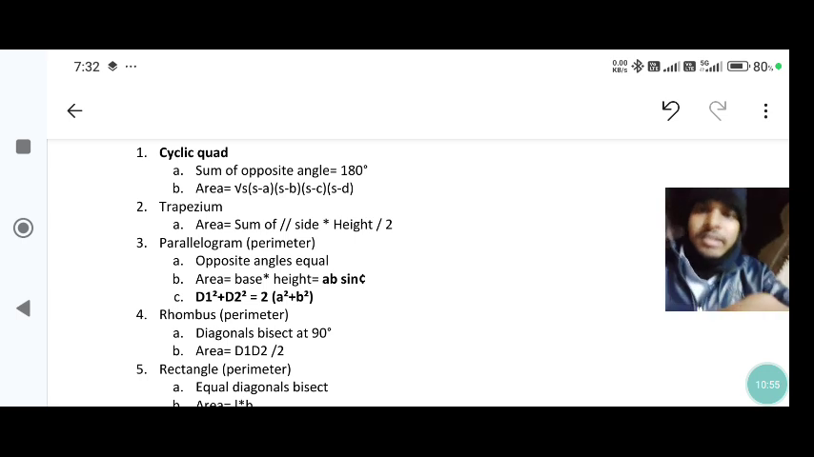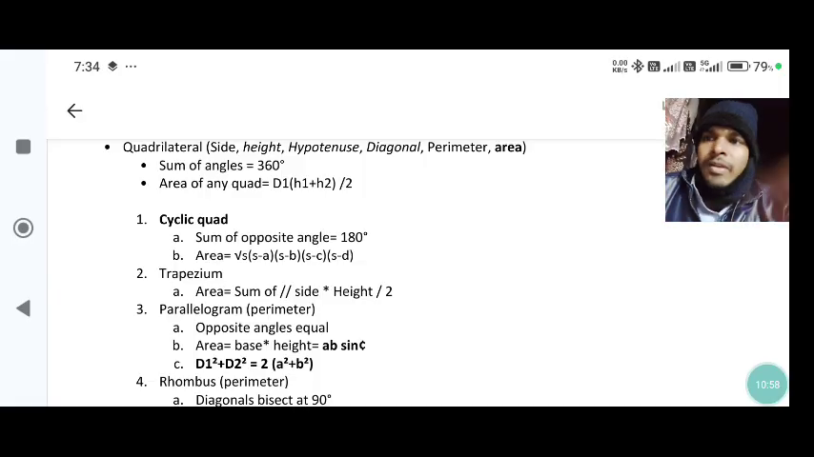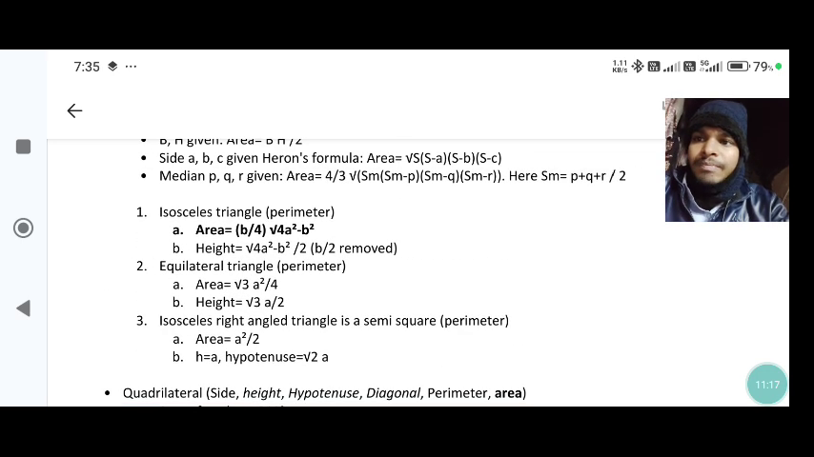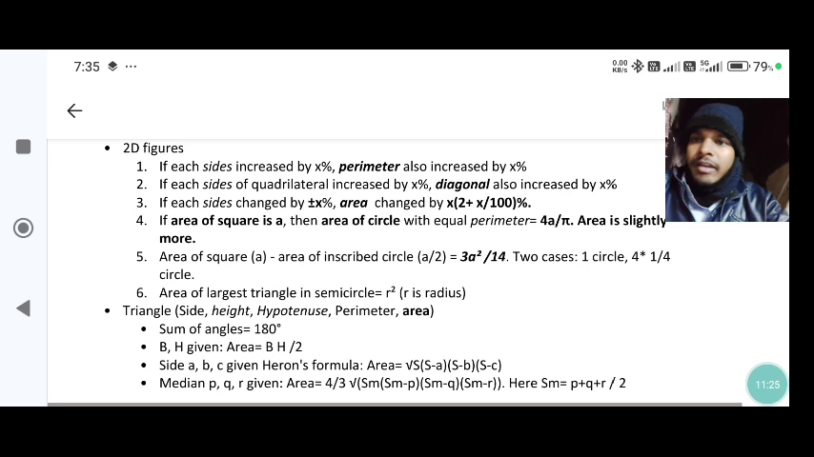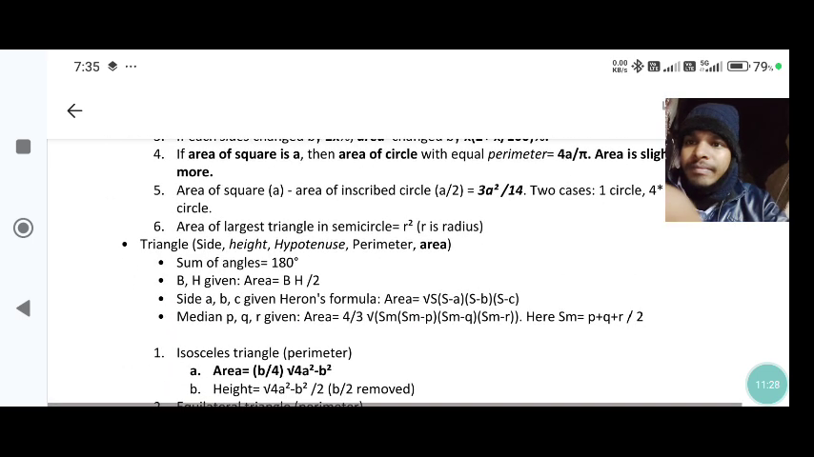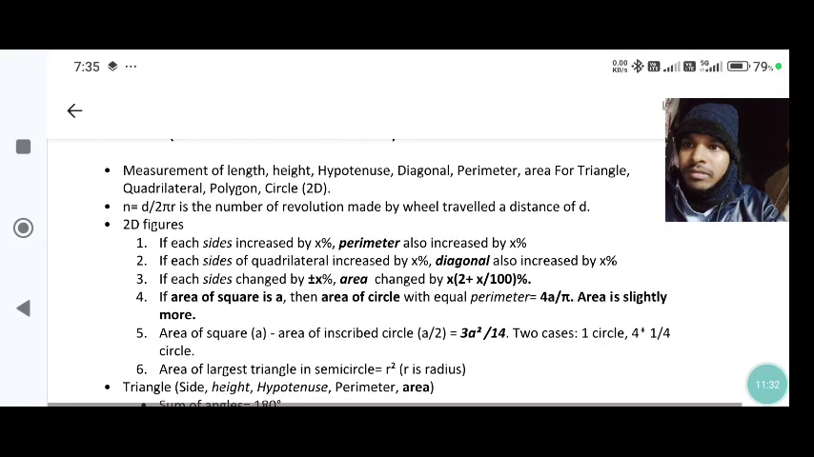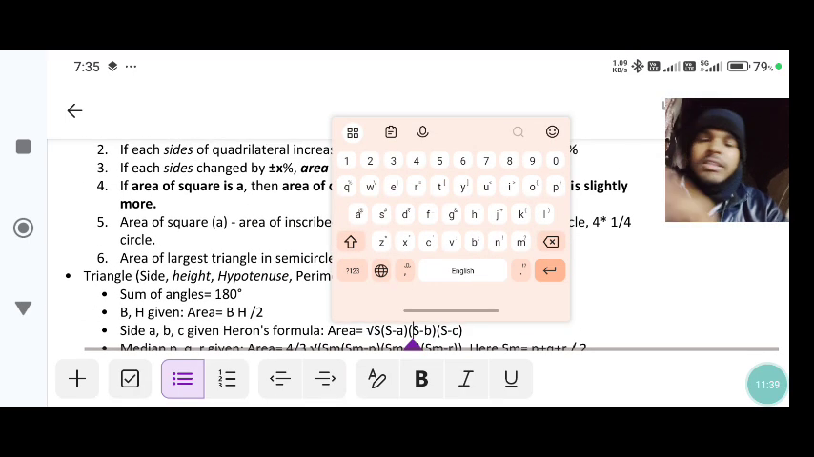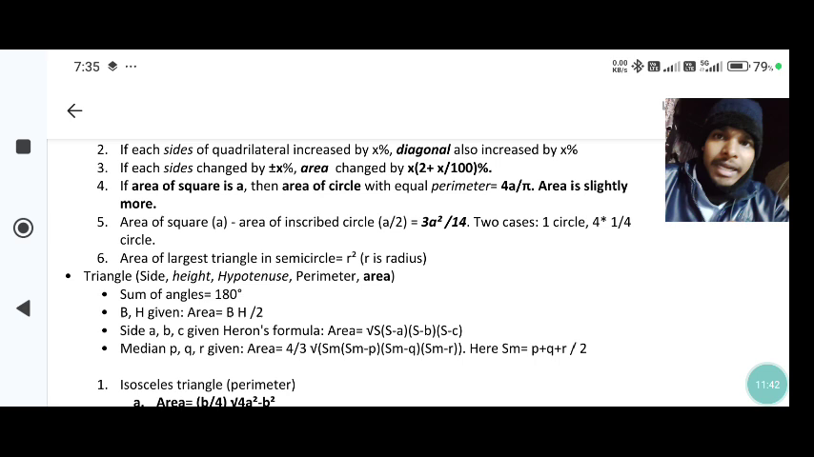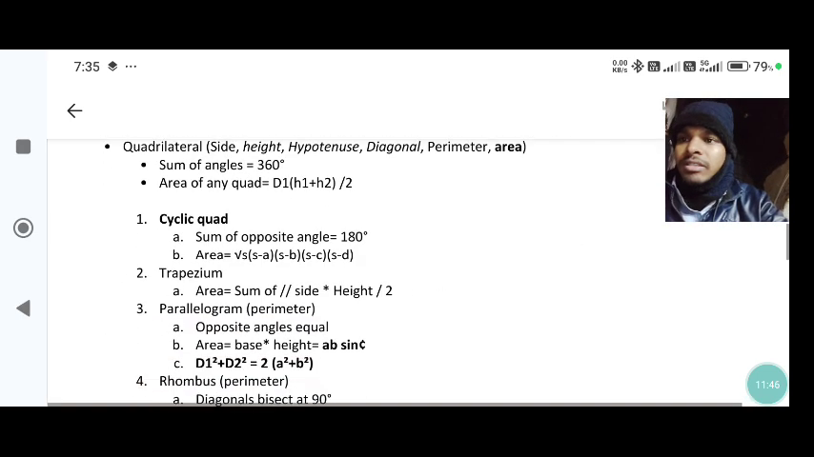into s minus b into s minus c, where, let me check what is the value of s. Here in a cyclic quadrilateral, it is to be noticed that this s is a plus b plus c plus d divided by 2. It is not the average of the sides, but it is the sum of the sides divided by 2. In Heron's formula, this semi perimeter is equal to the sum of the sides divided by 2. It is not the average. It is the sum divided by 2.